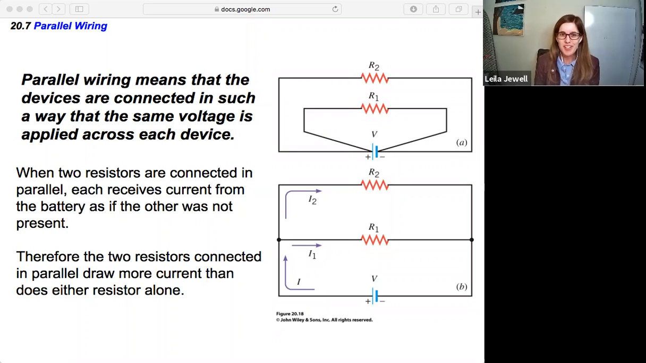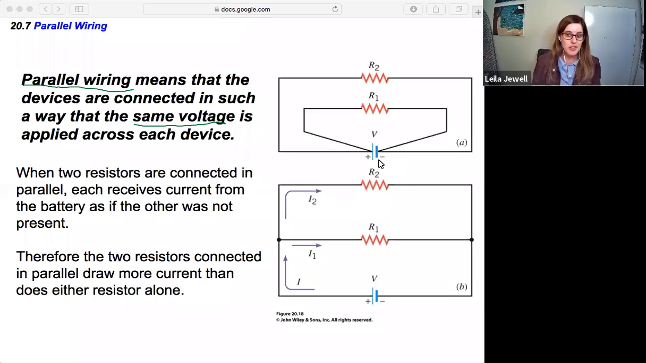Section 20.7, parallel wiring. Parallel wiring means that the devices are connected in such a way that the same voltage is applied across each device. So you can imagine if you have two resistors, you're connecting each of them directly to the terminals of the battery. R1 is connected directly to the positive and negative terminals. R2 is also connected directly to the positive and negative terminals.